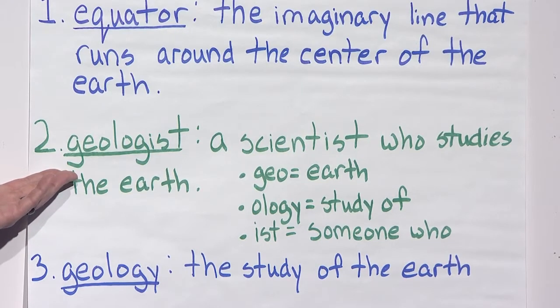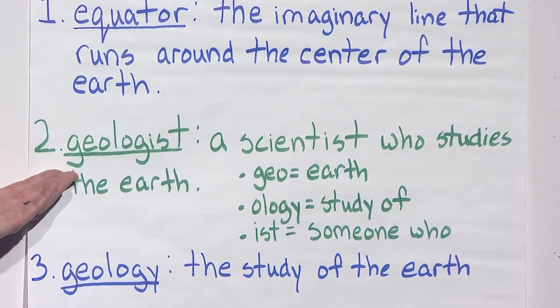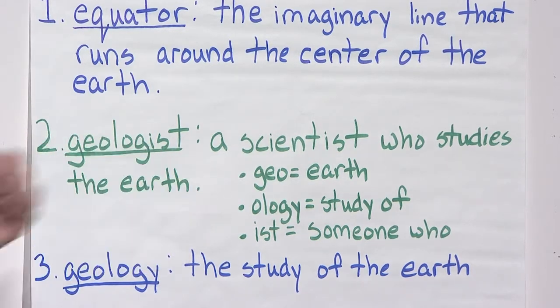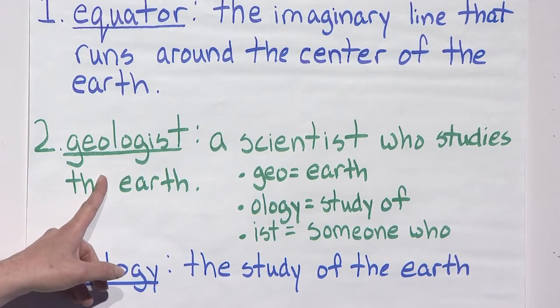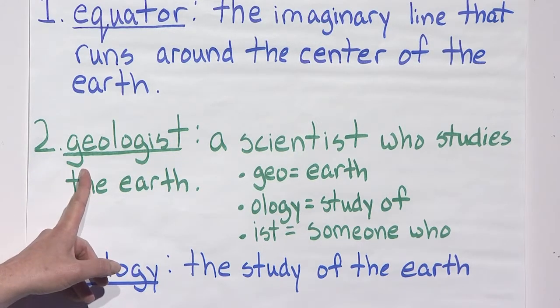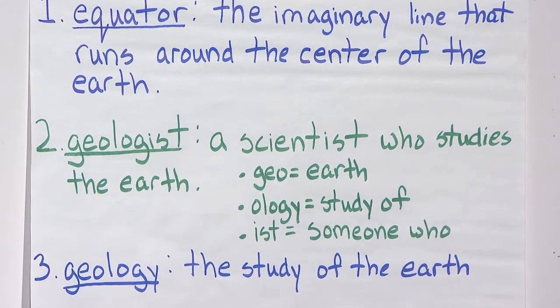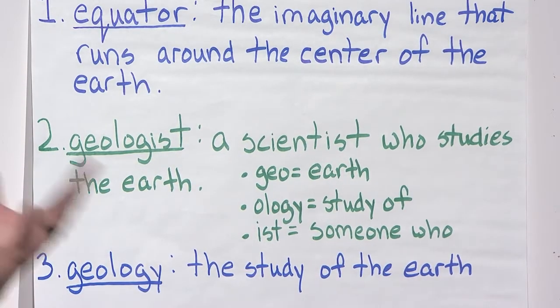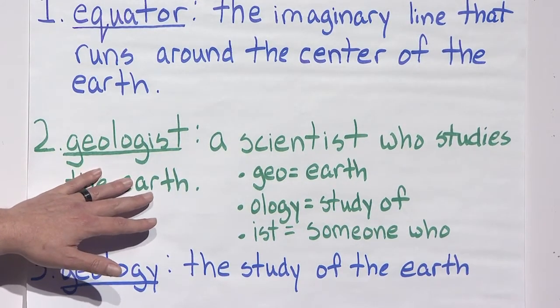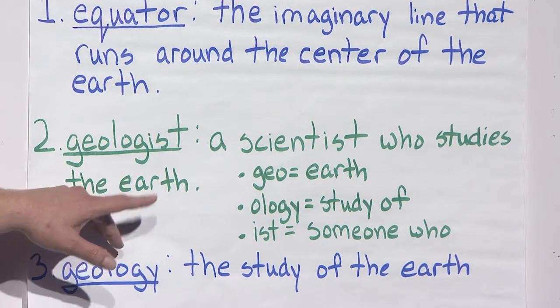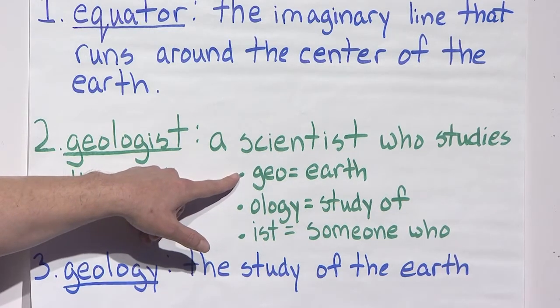Can you say geologist? Give it a try. Awesome. A geologist is simply a scientist who studies the Earth. Geologist is also a really cool word because it's one of the words that if we know all the little parts that make it up, we can actually know what the word means. For example, geologist has 3 word parts that help us make meaning out of this word. The first part, geo.